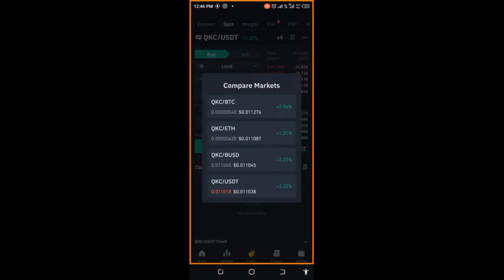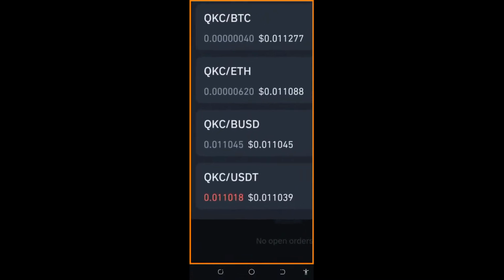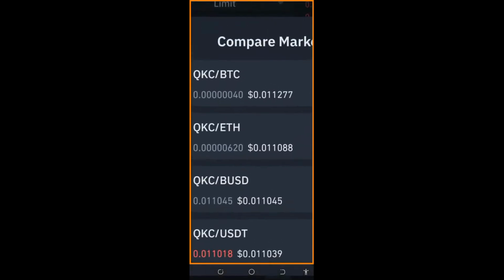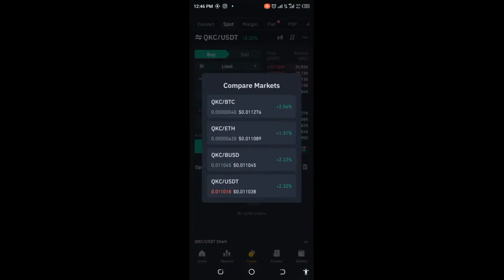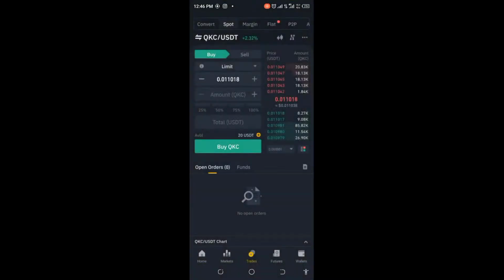So now let's take a good look at what we have here. This is the compare market. Okay, so USDT is 0110, BTC is 0112. So there's a difference. So let's go ahead and try this out by simulation first. Don't forget that. All right, so we're going to be doing our experiment and our trade with 20 USDT. So what do we do first?